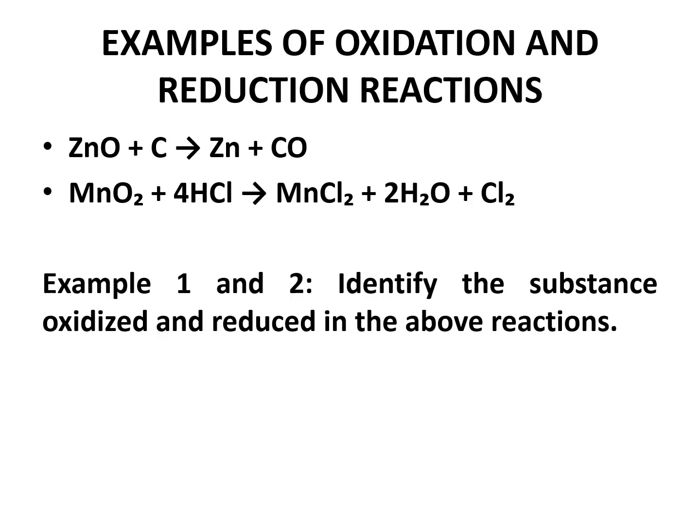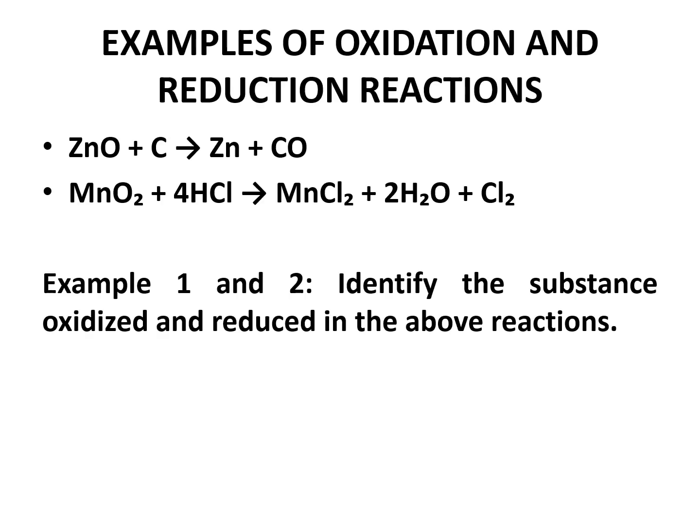Here manganese dioxide gets converted into MnCl2. Oxygen gets removed over here. That means manganese dioxide is getting reduced and hydrogen chloride gets converted into chlorine. Removal of hydrogen, that means it is getting oxidized. So MnO2 is the oxidizing agent and hydrogen chloride is the reducing agent. So students, in examples 1 and 2, you can identify the substance oxidized and reduced very easily.